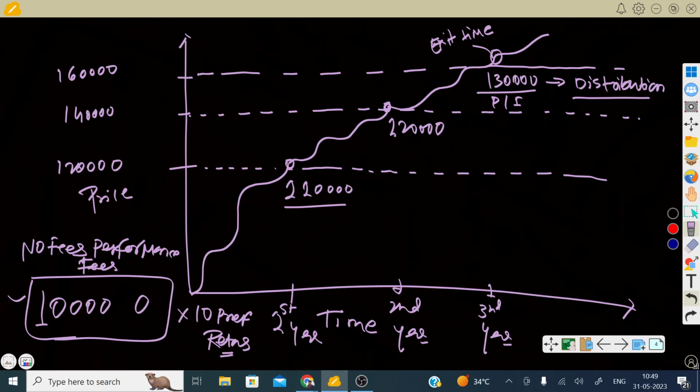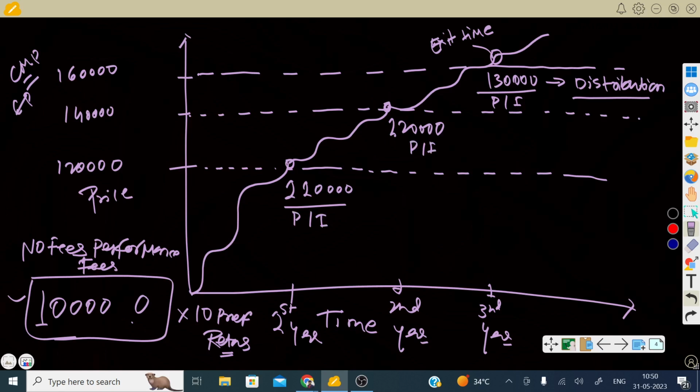Now at exit time, you have received proceeds, because this is the current market price of the investment. 1 lakh is the initial investment. Second point, 1,10,000 is your investment cost, which means principal plus interest that you need to pay to the investor. Principal plus interest.